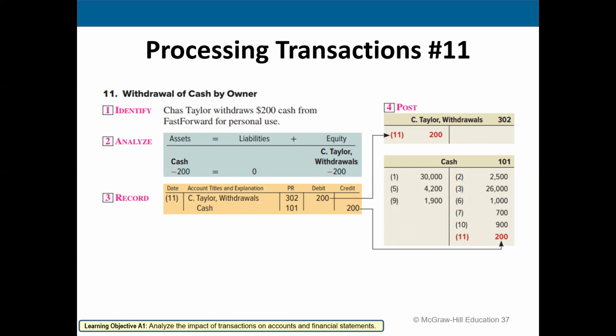And owner withdrawals increase with a debit, just like expenses do. And then cash is an asset, and it will decrease with a credit. So we'll debit owner withdrawals and credit cash. And then we can post those to our T accounts.